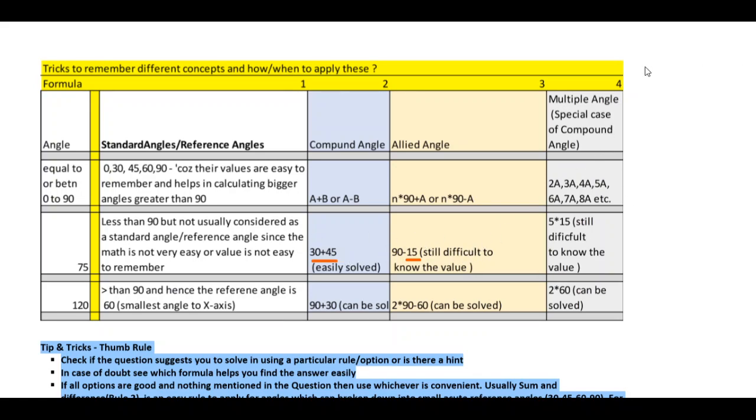Moving on to multiple angle, this 75 can be represented as 5 into 15. So 15 is the angle, and you multiply it by 5, it gives you 75. So 75 is the multiple angle of 15. So we can express that.